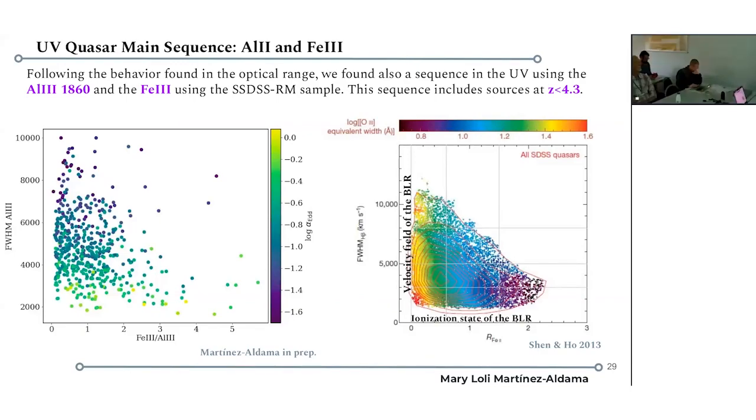So if we combine the width of the aluminium 3 and the intensity of the FeIII, again, we find this kind of sequence. This is the sequence in the optical, and this is the sequence in the UV. And this sequence is important because it includes really high redshift sources that in the optical, and in the case of magnesium UV, it's not possible. So there are some sources here. And this is also quite relevant because this is an indication that AGNs at low redshift and at high redshift behave in the same way.